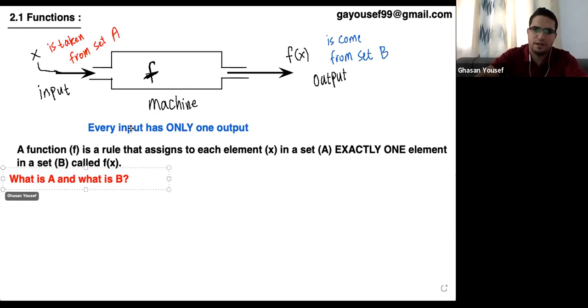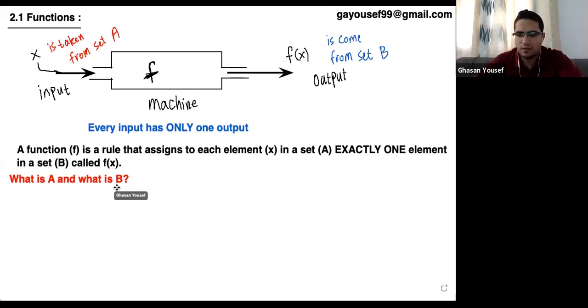Any idea what is the meaning of A? What is the set A? And what is the set B here? Same x value cannot be with two different y values. No, this is not correct. The same x value cannot, yes, it cannot be with two different y values. Every x takes one y or one f of x, not two different elements in the set B. I mean, every element x from the set A takes only one value from the set B. So the question is now, what is A and what is B?